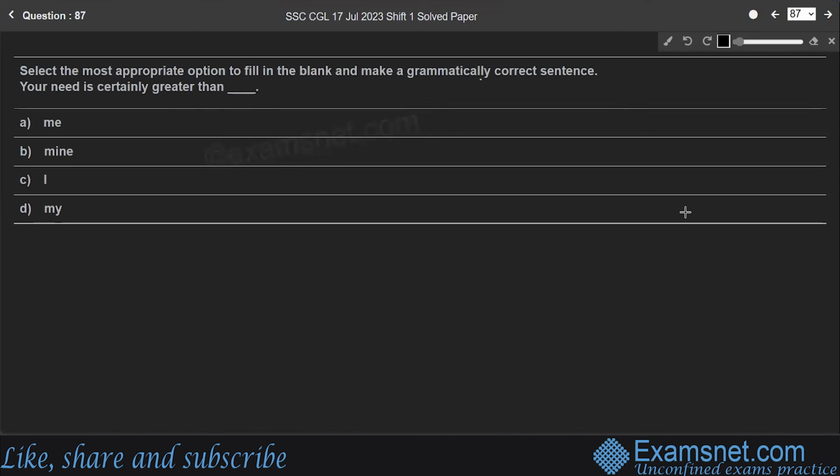Question 87. Select the most appropriate option to fill in the blank and make a grammatically correct sentence. Here the sentence is, your need is certainly greater than dash. Your need is certainly greater than mine is the correct answer. Option B is the right answer. Here the word mine is a possessive pronoun.